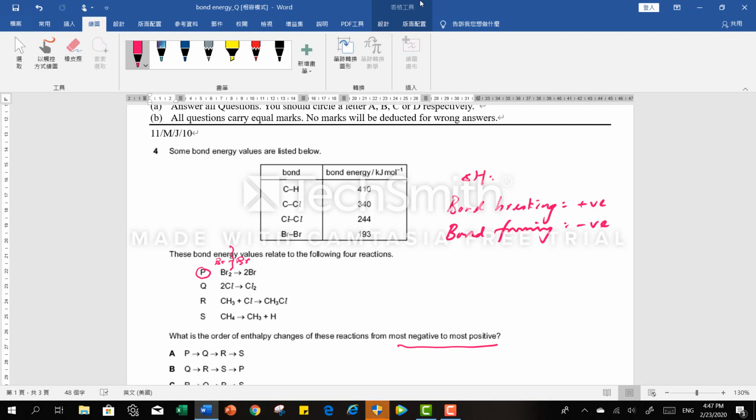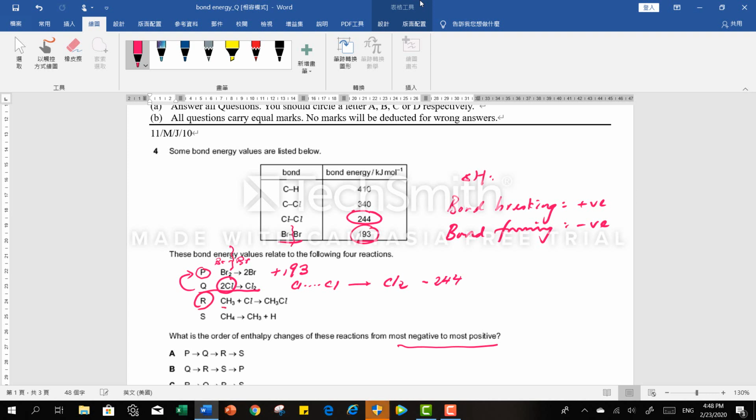So for P, we will look at this data. If you have to break this bond, you need 193. Since this is a bond breaking process, it is positive 193, okay? Now for Q, it's the reverse, right? Because two chlorine atoms are going to form a new bond to become a chlorine molecule. So this will be this one, but instead of a positive value, this is negative 244, right?